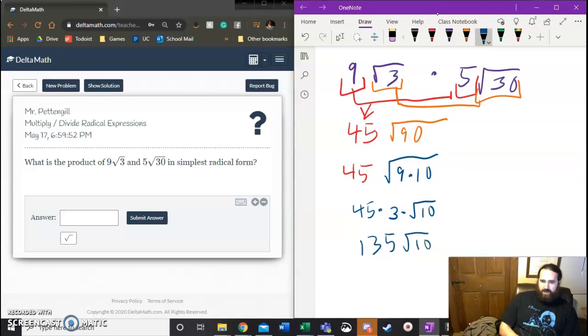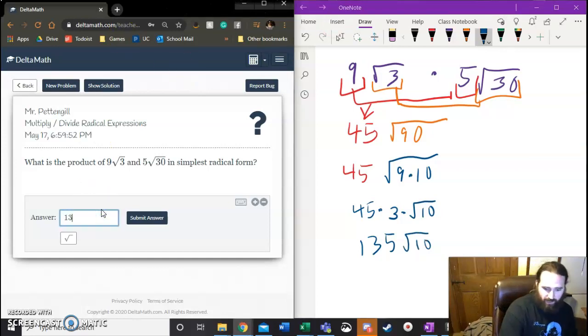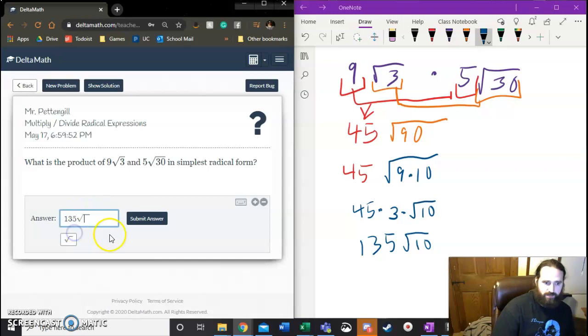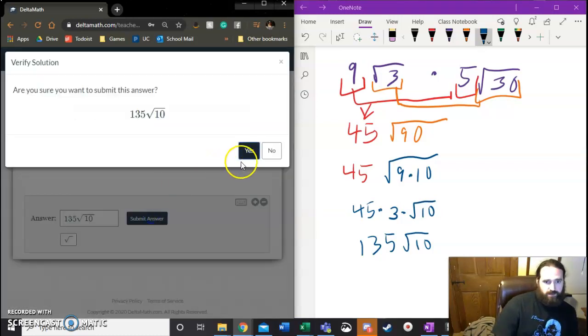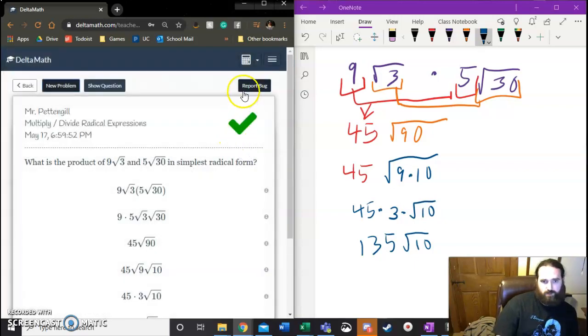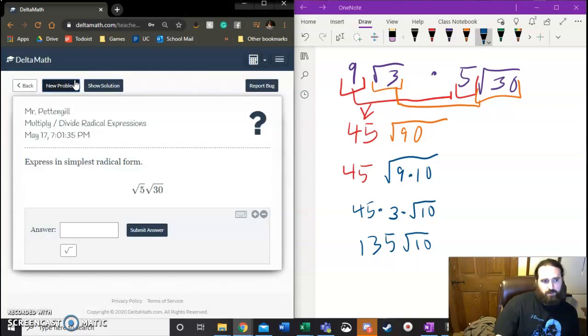Root 10. You type that in, and you're going to have a good day if you got it right and you didn't make a mistake, like I almost did on the last one. Submit. Yes. Beautiful. Great.